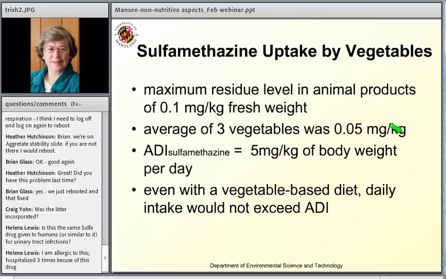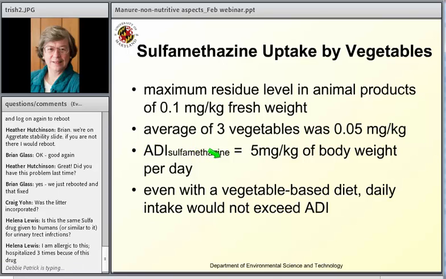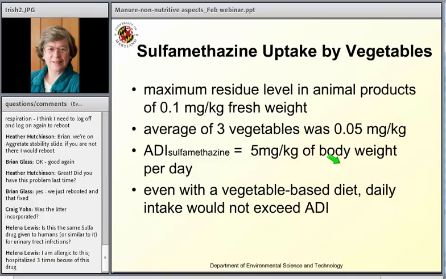animal norms, okay? And we also, if we look at the average daily intake of sulfamethazine, it's considered that you could take in 5 milligrams per kilogram of your body weight per day, and they ran through some typical diets, and they found that even with a vegetable-based diet at these rates, the daily intake would not exceed the ADI, or the average dose that's considered to be safe.